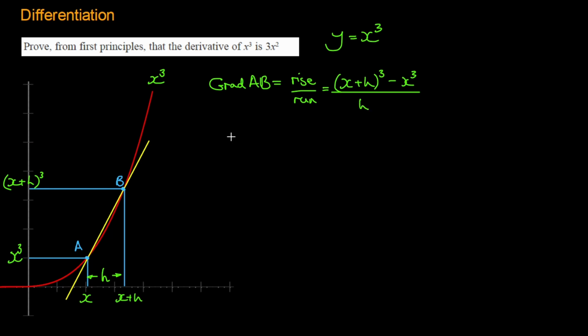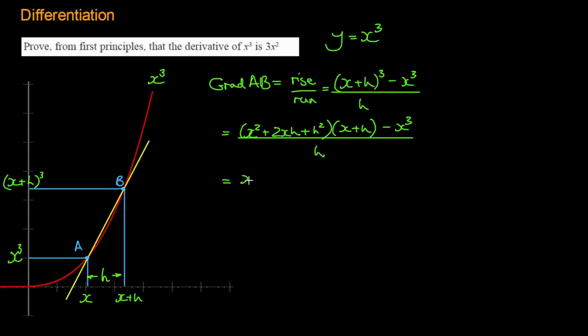We've got to multiply this out. Well, the multiplication of this is a quadratic and then multiplied by x plus h again. So the quadratic will be x squared plus 2xh plus h squared, and that will be multiplied by x plus h, minus x cubed, and that's all divided by h. We've got to multiply this out. We multiply everything in this first bracket by x, and then multiply everything in this first bracket by h.